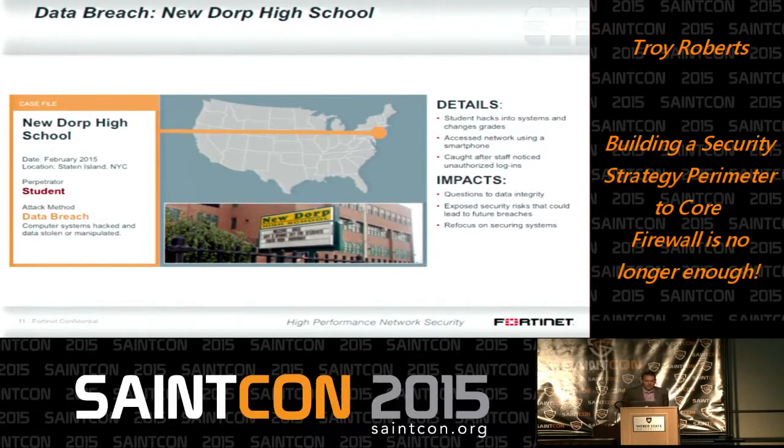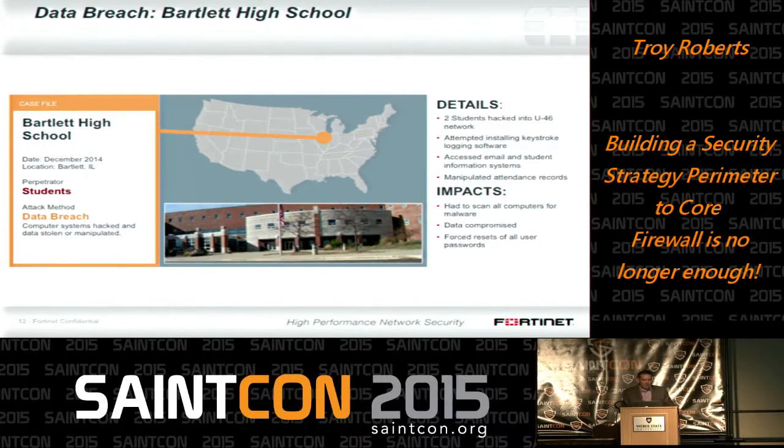New Dorp High School, student perpetrator, data breach, changed grades, changed scheduling, accessed the network from a smartphone. And of course, anytime there's a data breach like this, what's the first thing that happens? People start to question the data integrity, right? Was that changed in the data breach? Is it still relevant? Is it still valid? Bartlett High School, another data breach by students again. 2 students hacked into the network, attempted installing keystroke logger software, accessed email and student information systems. Then obviously you have to go rescan all of the computers, make sure there are no keystroke loggers on those, and reset all the passwords.